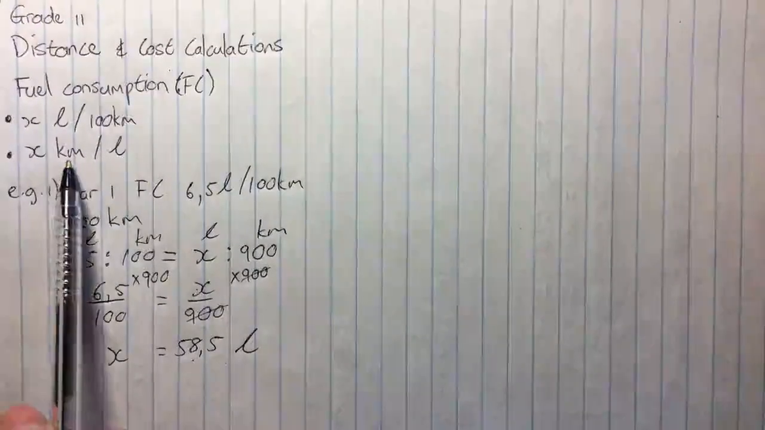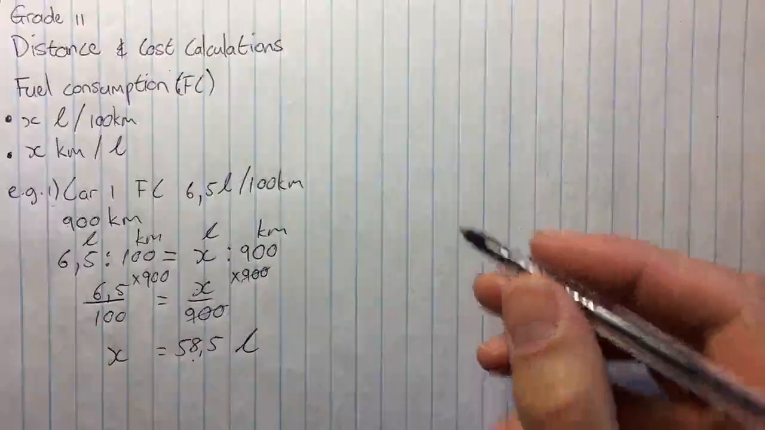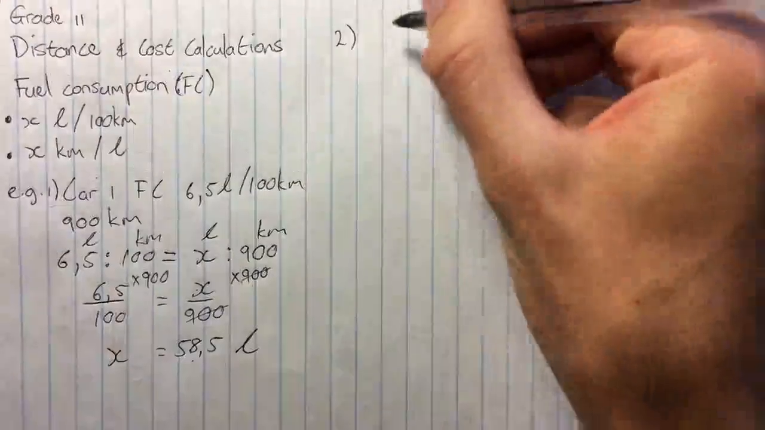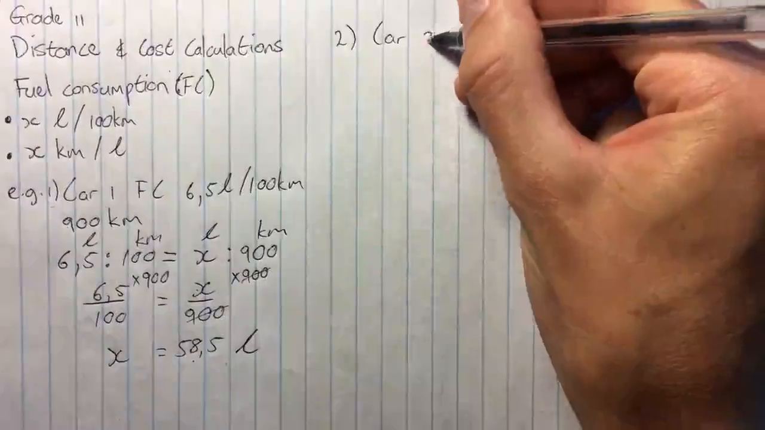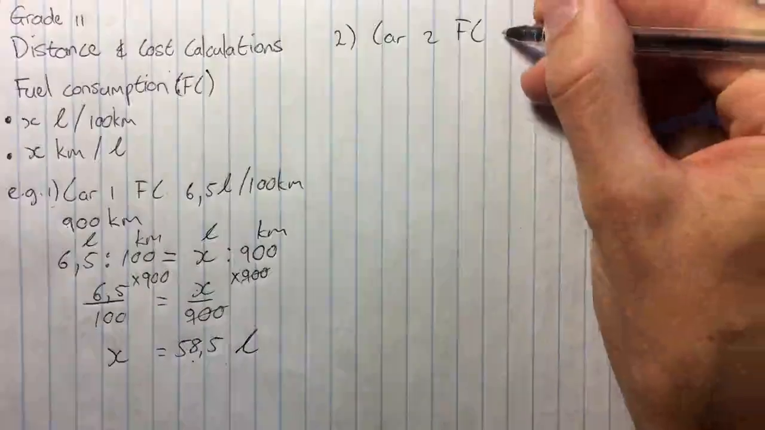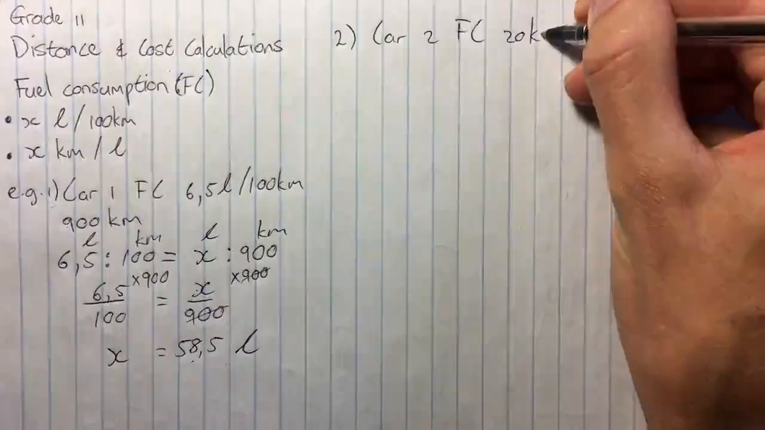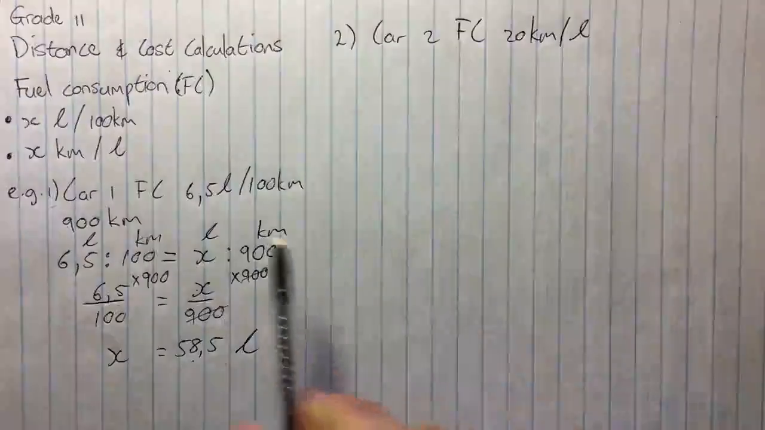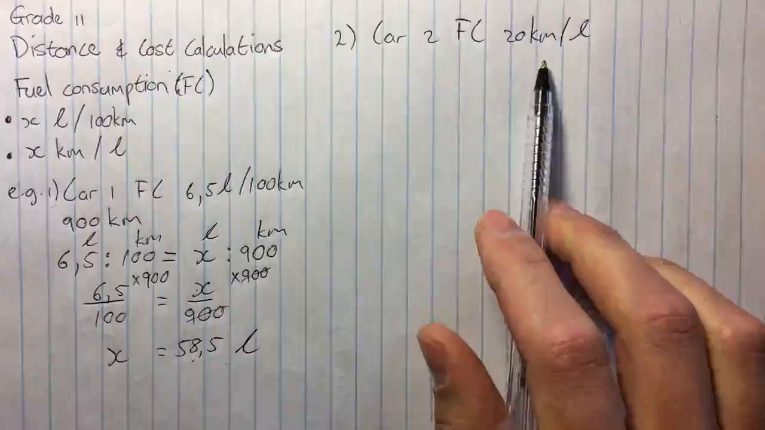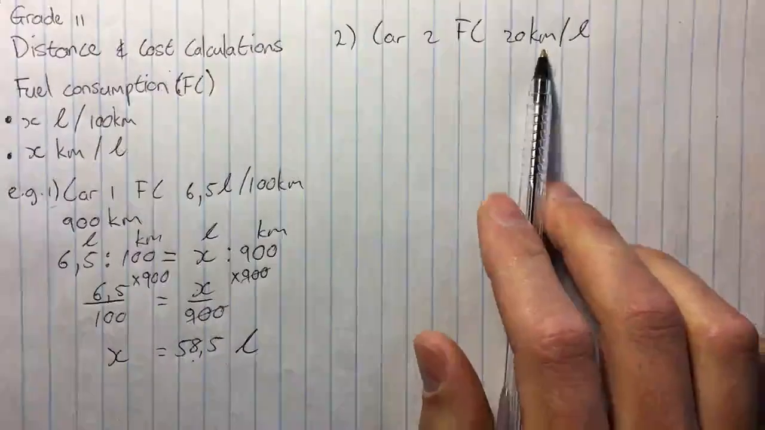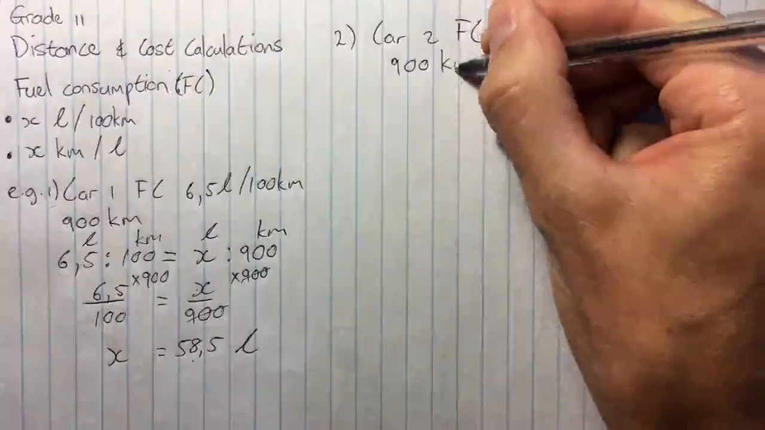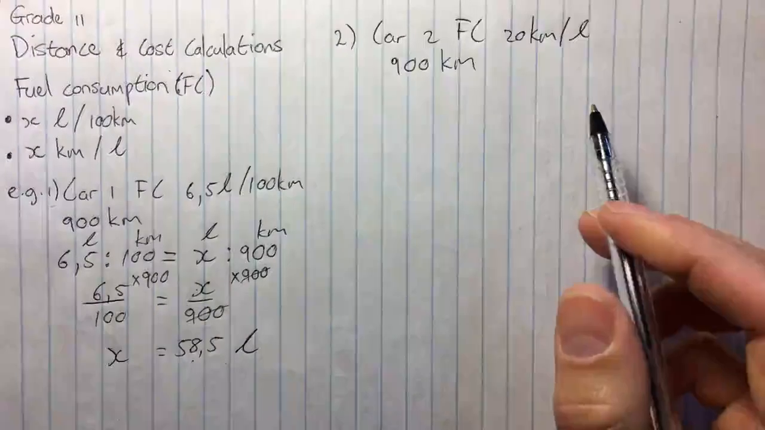Let's look at the other way, kilometers per liter. So I'm just continuing over here, example 2. Car number 2 has a fuel consumption of, let's say, 20 kilometers per liter. And by the way, both of these fuel consumptions are quite good for cars nowadays. So if car 2 has a fuel consumption of 20 kilometers per liter, and let's say it drives the same 900 kilometers, how many liters will it use?